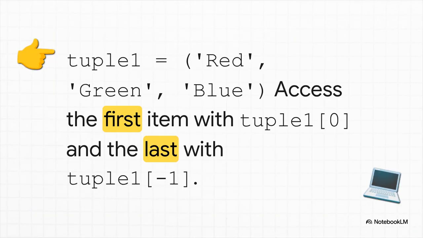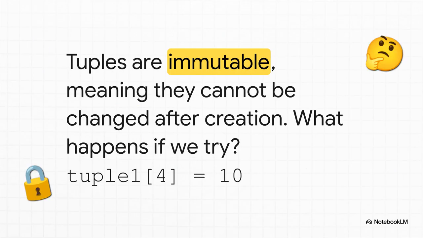Making one is a piece of cake. And to grab an item, you just use its position, what we call its index. And remember, in Python, we always start counting from 0. So index 0 gets you the very first item, red. And here's a neat trick. You can also count backwards from the end using negative numbers. So -1 always gets you the very last item. In this case, blue.